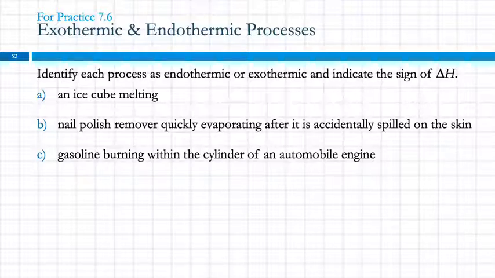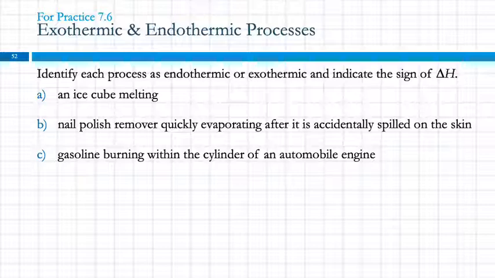So identify each process as endothermic or exothermic and indicate the sign for delta H. Now the trick to these is to identify what is the system that we're talking about. Because for all of these, it's endothermic for one, the system or the surroundings. You've got the system and the surroundings. It's endothermic for one and exothermic for the other. Just like when you're buying and selling stuff, it's an increase in money for one person and a decrease in money for the other person. So you have to identify with the right party here.